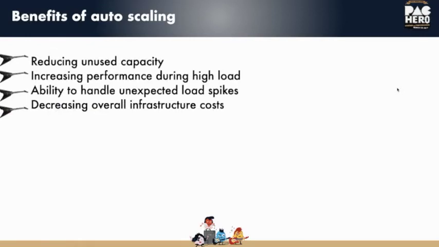Well, first of all, it's reducing unused capacity, which on a cloud platform decreases your costs. So when you are using more computing power or EC2 instances, so does your cost. So with autoscaling, if you scale up, the infrastructure costs go up, and if you scale down, your costs are going down.